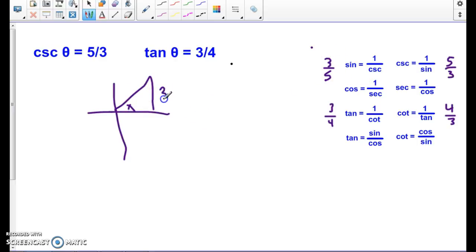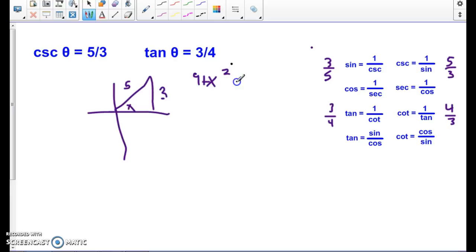So this would be 3/5. Remember, I ignore my tangent values, just because sometimes it works out, but sometimes it doesn't. And I can always use the Pythagorean theorem. A squared plus b squared equals c squared. So 3 squared, which is 9, plus x squared equals 25.